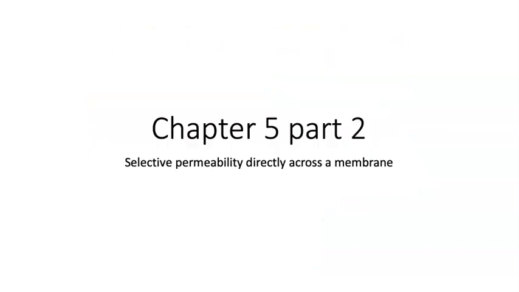So we're now done with the first part of chapter 5. And we're going to move on to the second part, where we focus on selective permeability and how things directly cross a membrane.